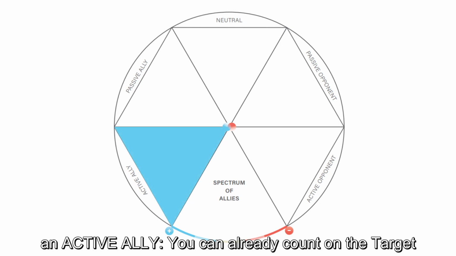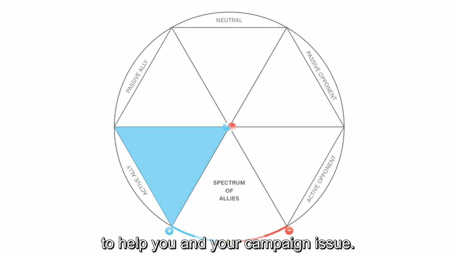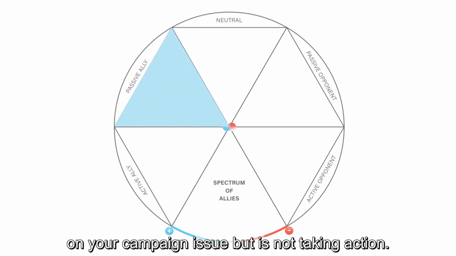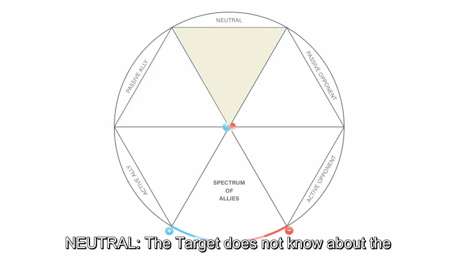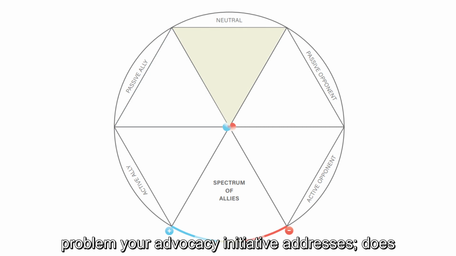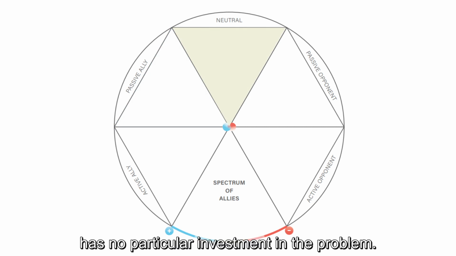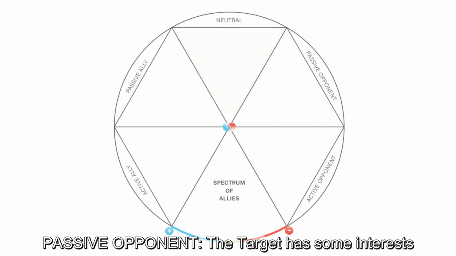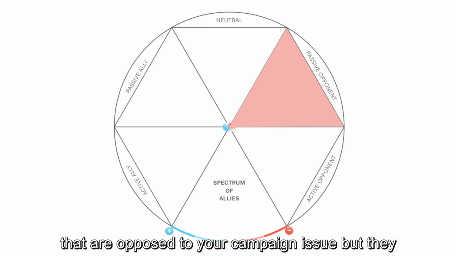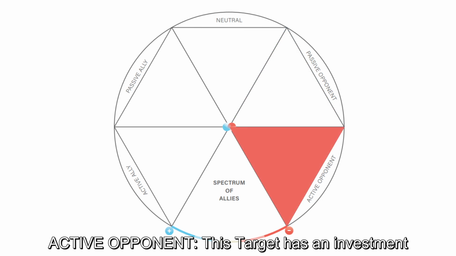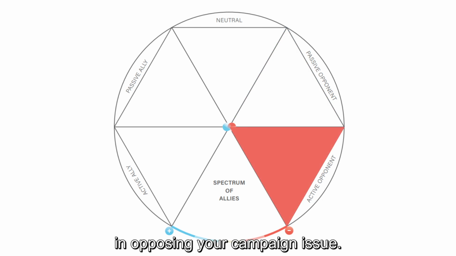You can already count on the target to help you in your campaign issue. A passive ally. The target has some similar views on your campaign issue, but is not taking action. Neutral. The target does not know about the problem your advocacy initiative addresses, does not know about your campaign and your work, or has no particular investment in the problem. Passive opponent. The target has some interests that are opposed to your campaign issue, but they are not actively working against the issue. Active opponent. The target has an investment in opposing your campaign issue.